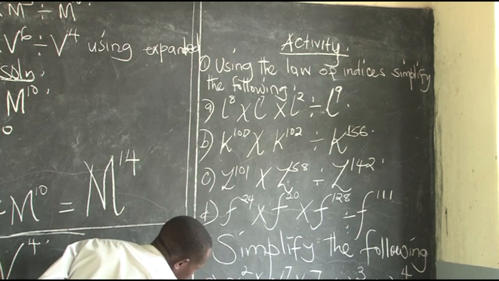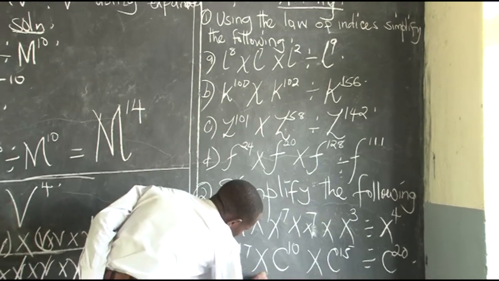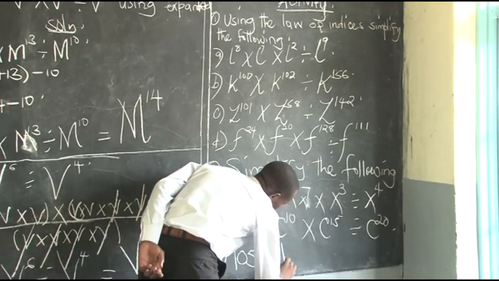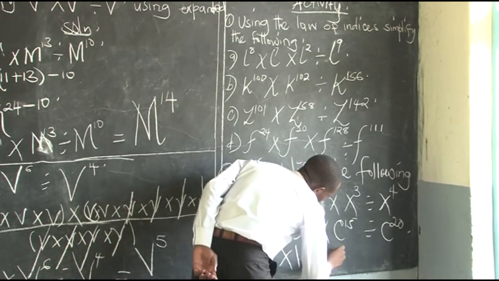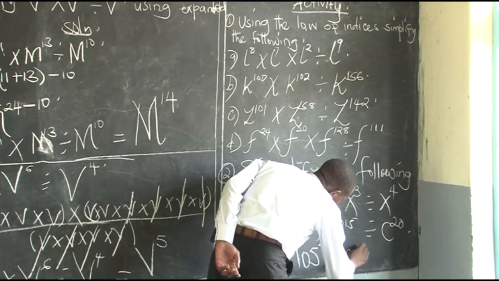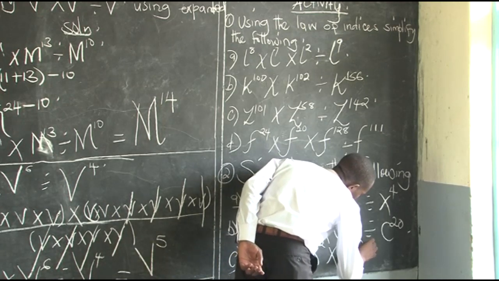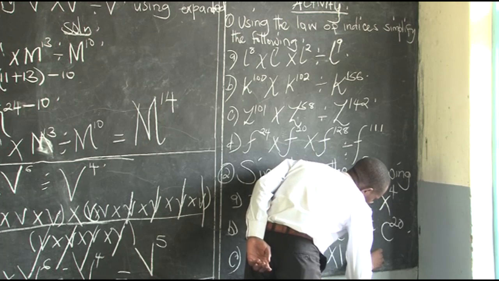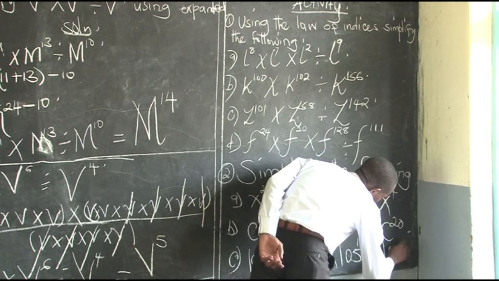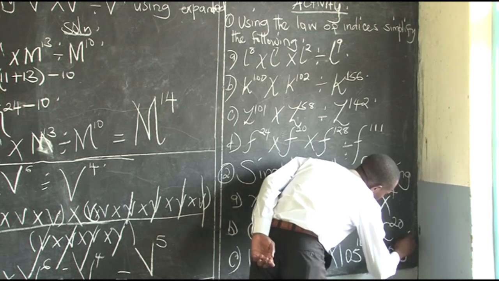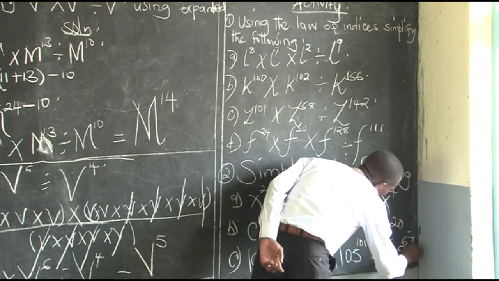Lastly, 105 power 6 times 105 power 2 times 105 power 10 power 101 divided by 105 power 67.